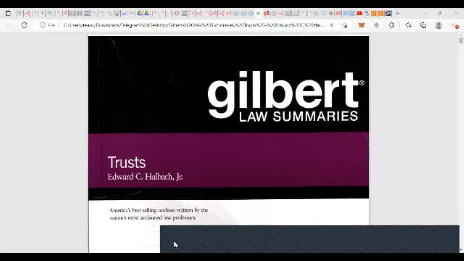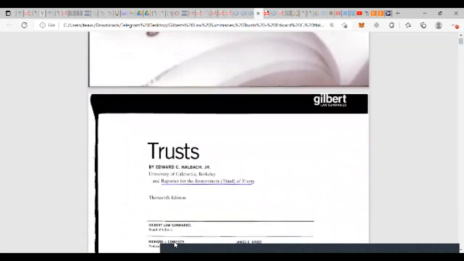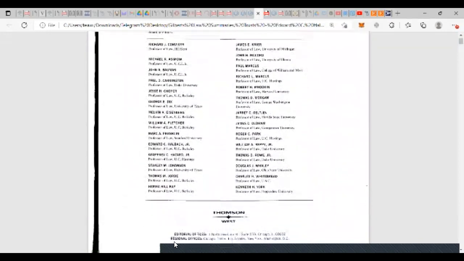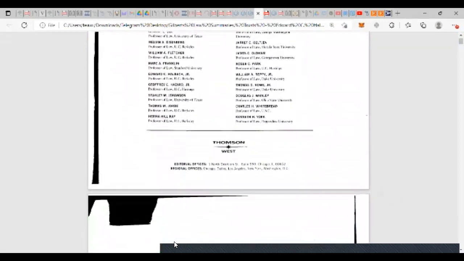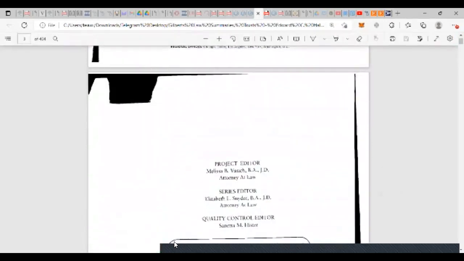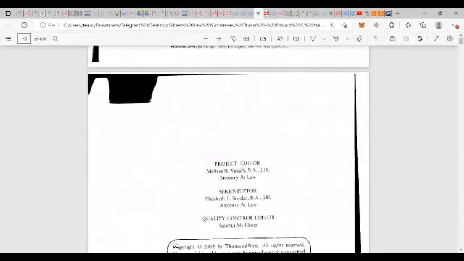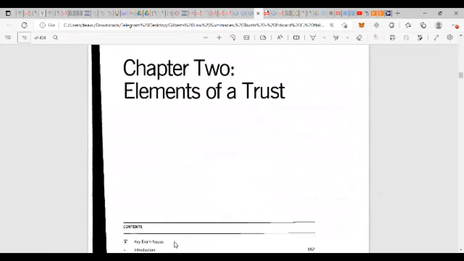Okay, so this is a summary by Edward C. Halbach, Jr. Okay, and we're going to pick up on chapter 2 today, which is on page 70.